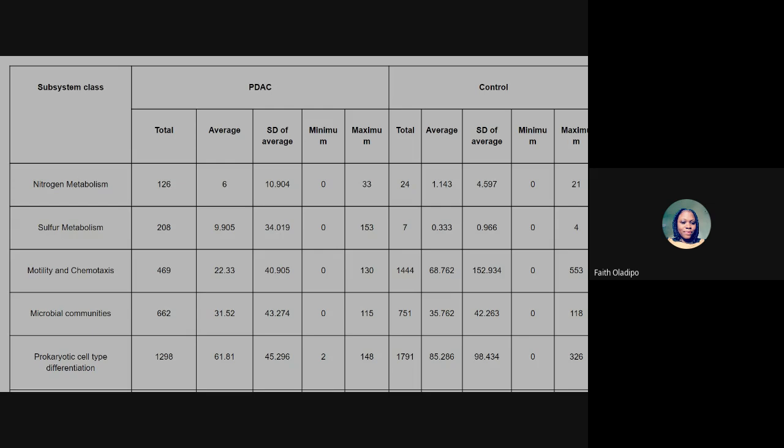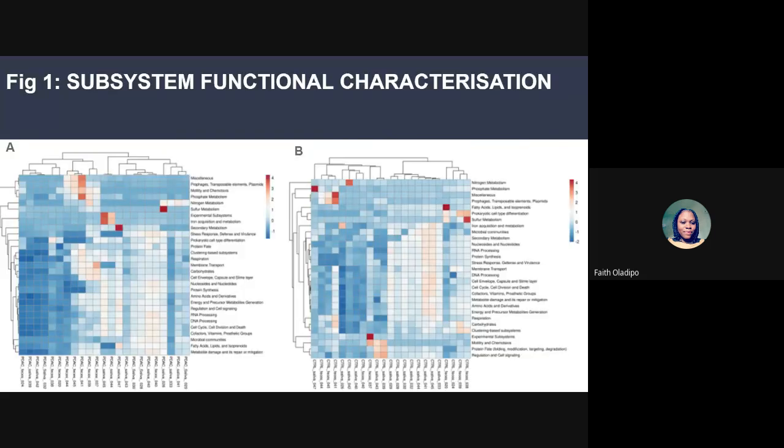Then the next step we did was the subsystem analysis. This subsystem also helped us to check the functional categorization. We used different tools such as Galaxy, and we also used BV-BRC as well. The heat maps you see here show the subsystem functional characterization. Excuse me.